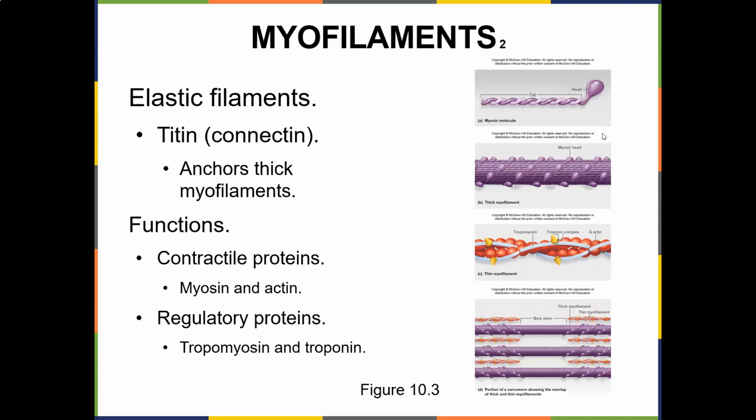Again, the elastic filaments. Here's the head, the tail of the myosin. The titin anchors thick myofilaments. Functions: the contractile proteins are myosin and actin, and the regulatory proteins are tropomyosin and troponin. Okay. When you have a heart attack and you have damage, then you might have an increase in troponin in your blood.